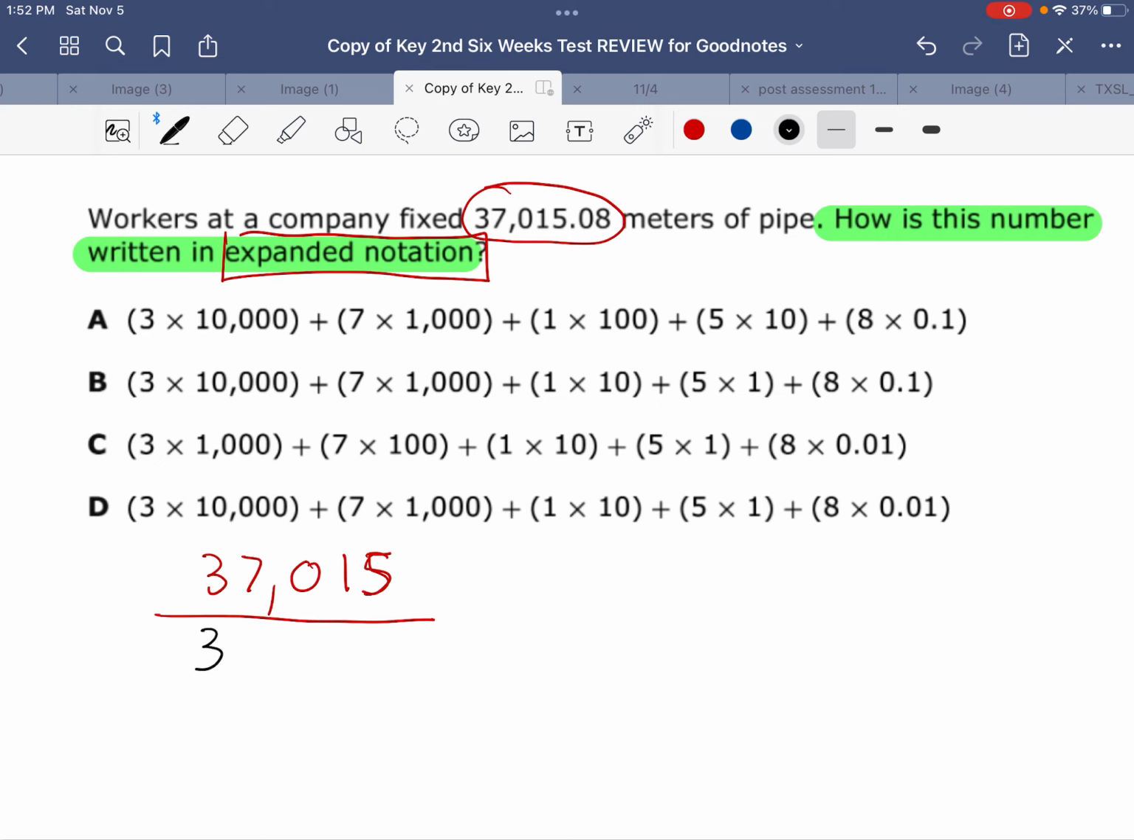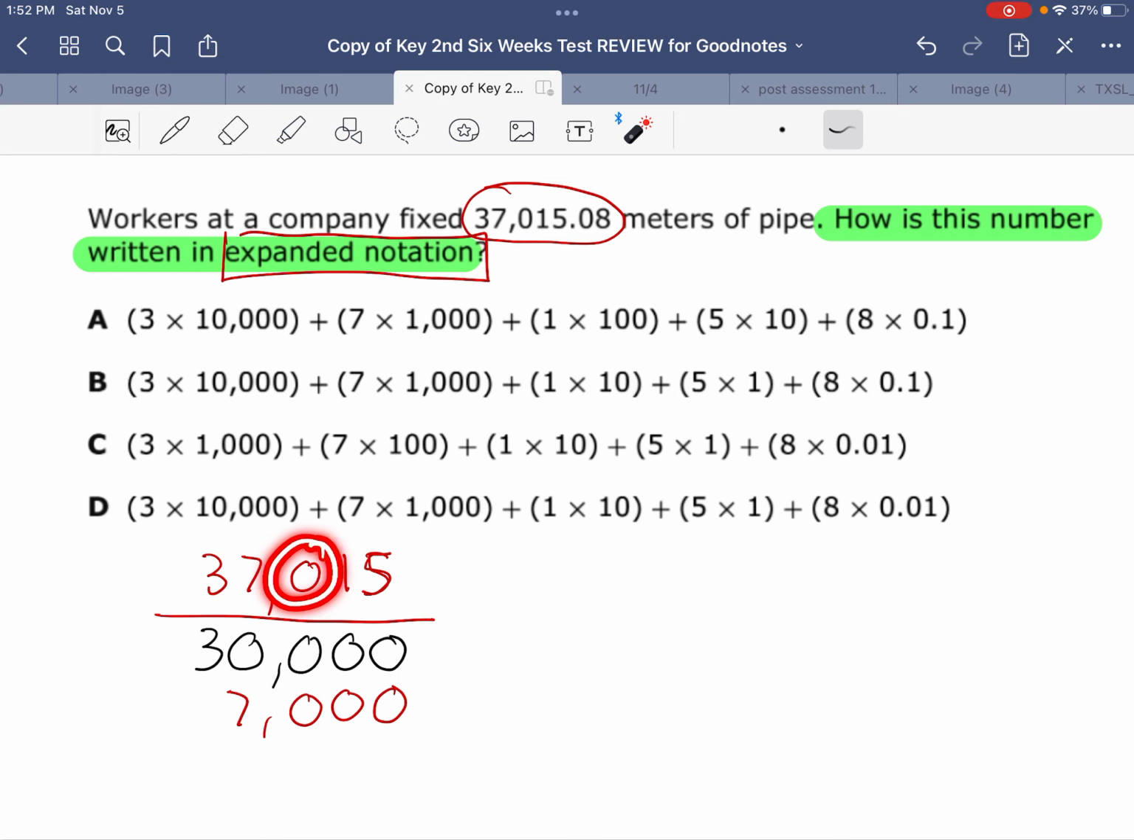So bring down the 3. Everything will become a 0. Bring down the 7. Everything will become a 0. When I get to the 0, I don't do anything with it. I leave it alone. I skip it. Go to the 1. Everything becomes a 0. And last, my 5. So I know that I'm going to have 30,000, 7,000, 10, and 5.